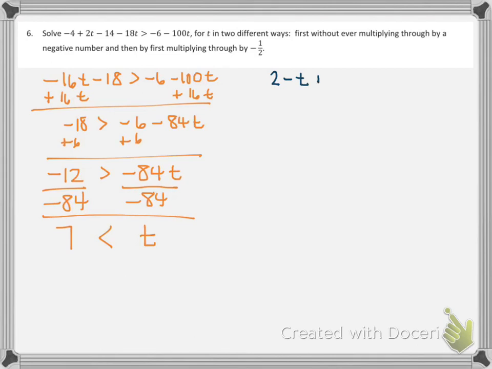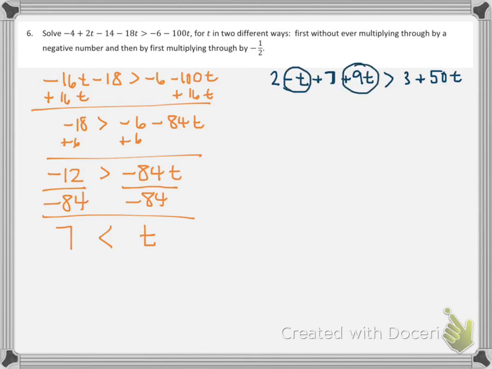Negative 14 becomes a positive 7. A negative 18t becomes a positive 9t. I hope I remember that's a 7. All right, and then is greater than, well, negative 6 divided by a negative 1/2 would be a positive 3. And a negative 100t multiplied by a negative 1/2 would be a positive 50t. So positive 50t.